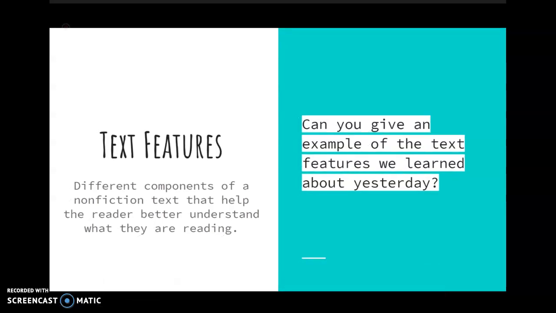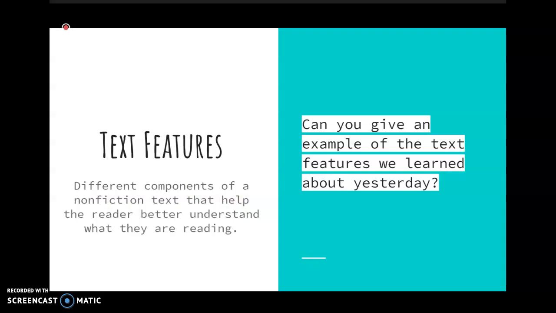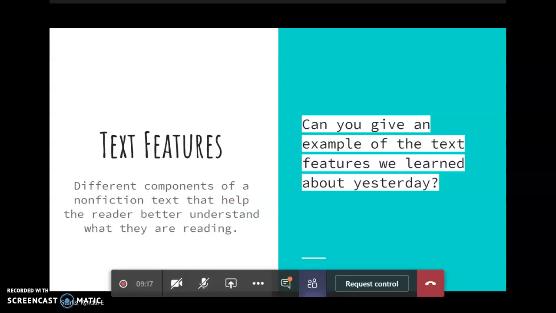Give you about a minute to put it in the chat. Any text features? So my friends who were here yesterday, like Alasia, Madison, Wilton, Antonio, Lamar, make sure I hear from you all. What example of a text feature did we look at yesterday?